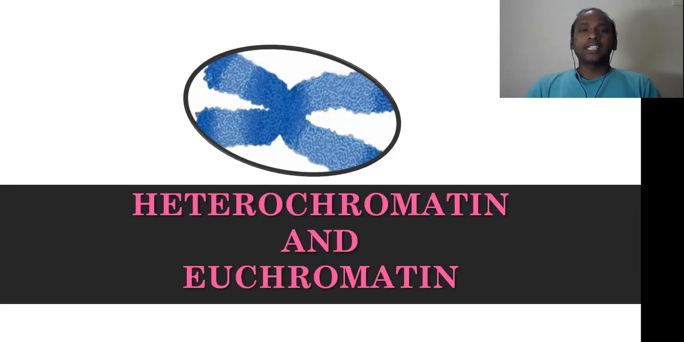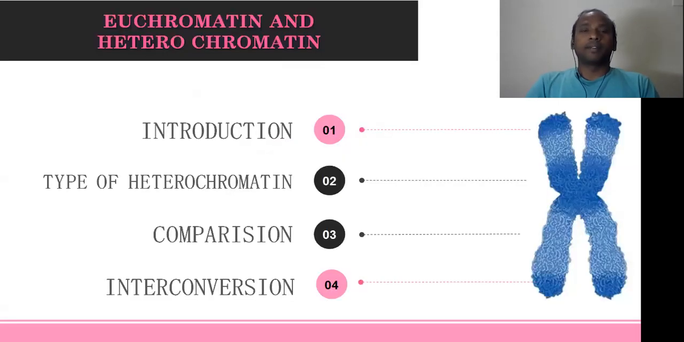When you stain this chromosome and observe it under a light microscope, you will get a different shading or coloring pattern. Based on that, those particular areas are named heterochromatin and euchromatin. So today we are going to discuss this topic. In this session, I'm going to discuss a basic introduction: what is chromosome, what is chromatin, and the differences.